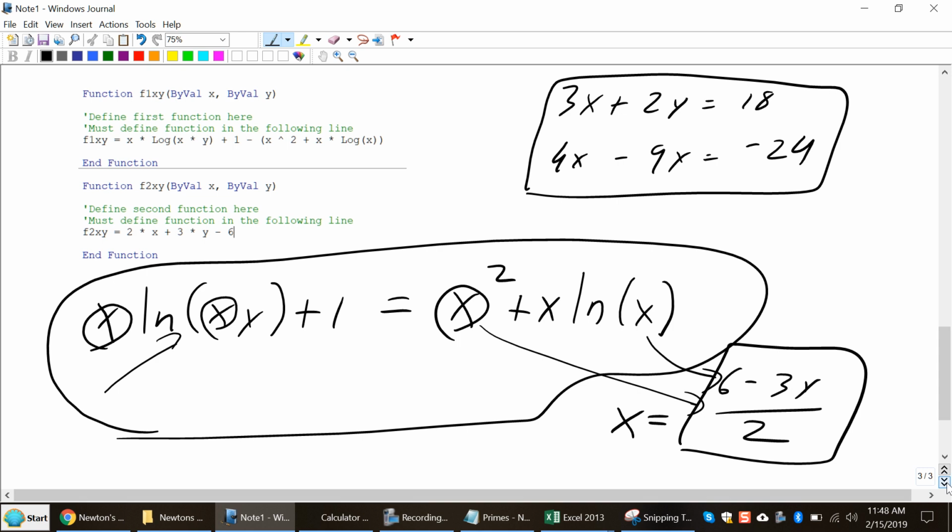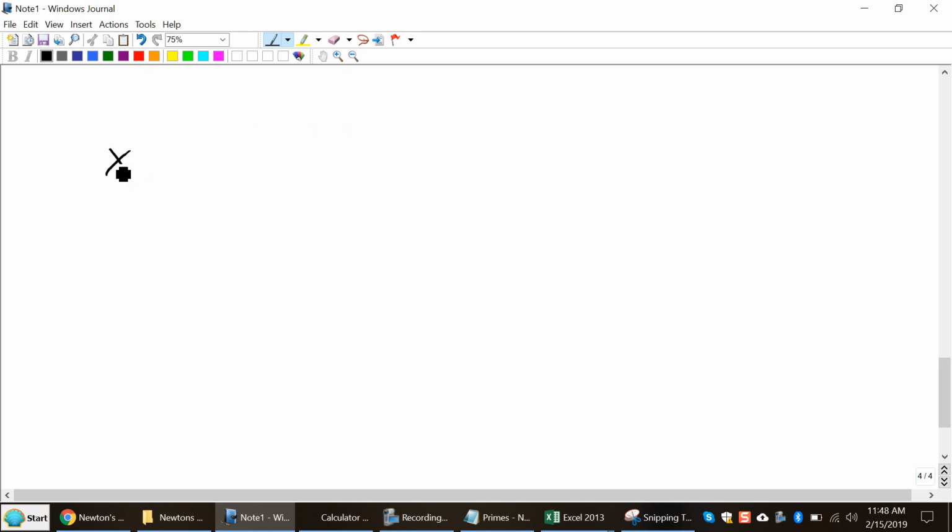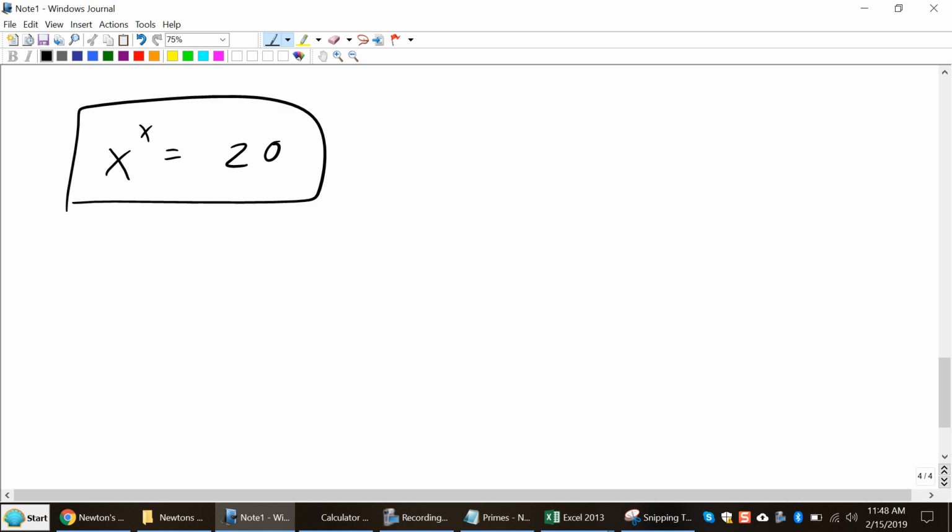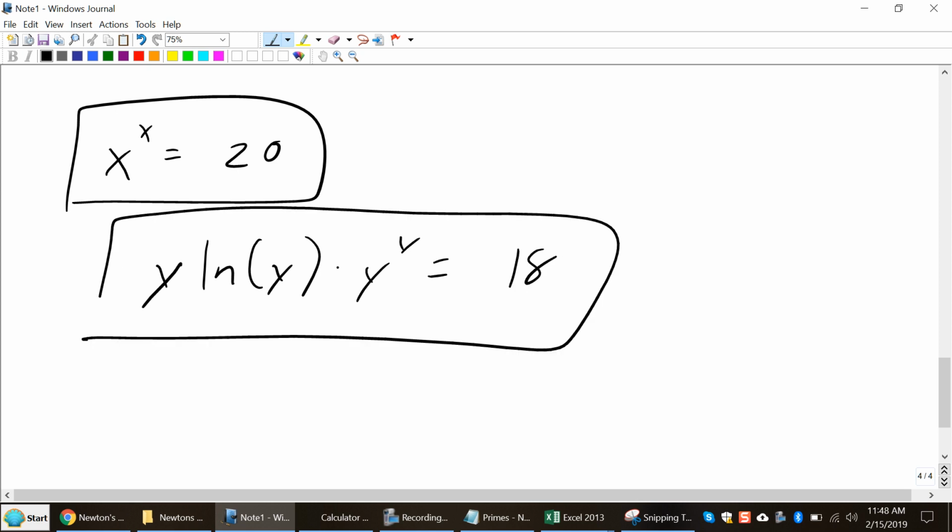Now, this only gets you one level, though, because even though you've essentially eliminated one equation and written it in terms of one variable, you're still not going to be able to get it in terms of just y equals something. So you're going to be left with what we discussed earlier, a problem like x to the x is equal to 20. But how do we solve x to the x is equal to 20? We put it in Newton's method, right? But we're going to get something like y times the natural log of y times y to the y is equal to 18 or something. I'm not saying that's what we'll get, but you're still kicking the can. The only way to really solve this is still by using something like Newton's method, okay?